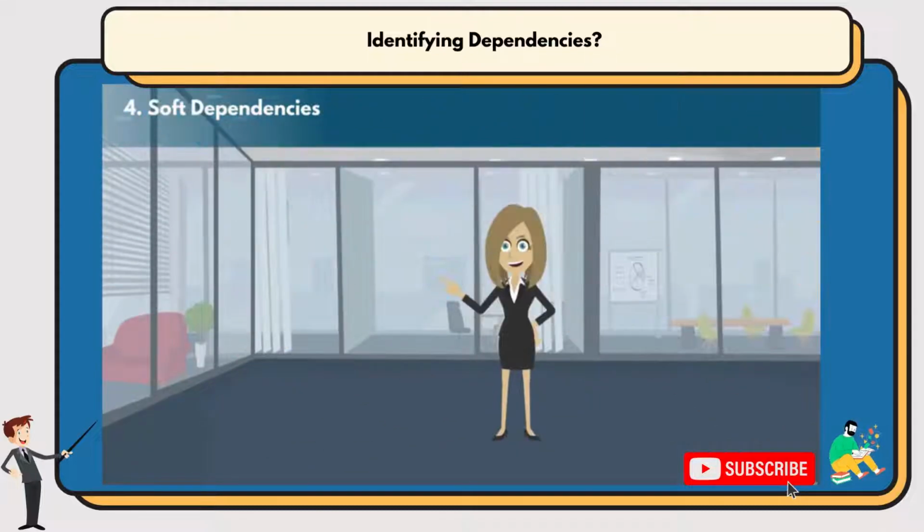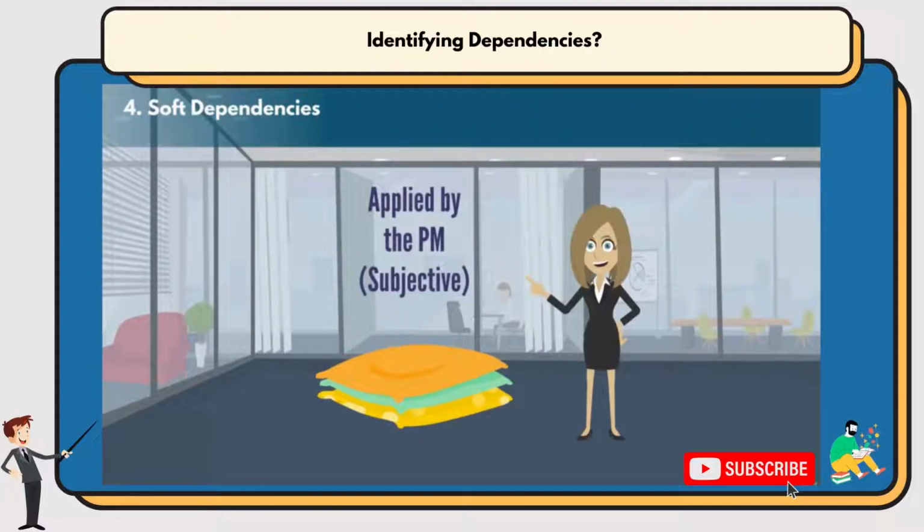The fourth are called soft dependencies. These are applied by the project manager themselves and could include things like a task not going forward unless the project manager has checked the previous task. They are called soft dependencies as they are easily amendable due to the fact that the project manager set them in the first place.